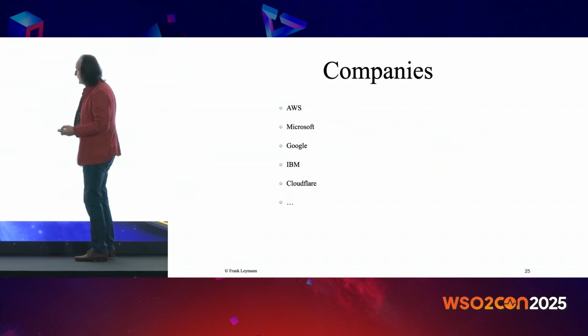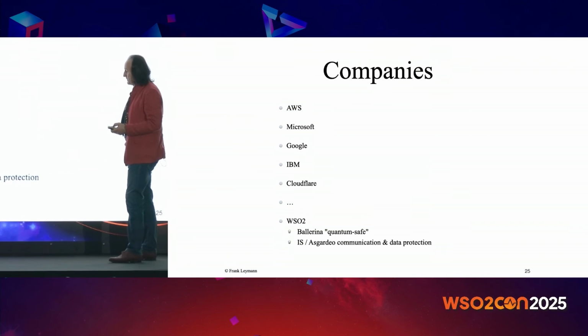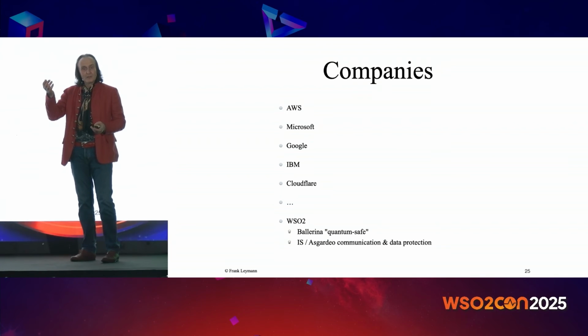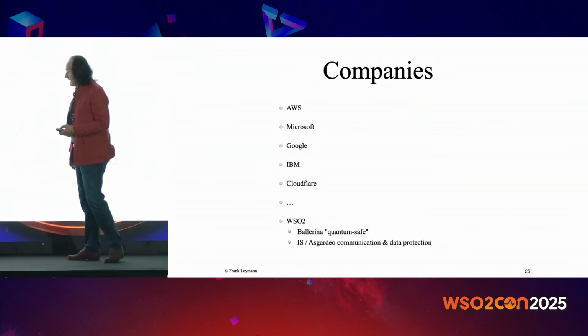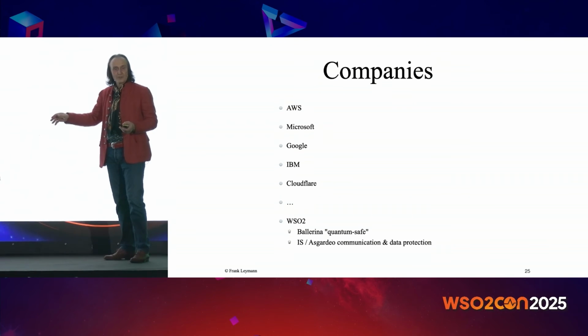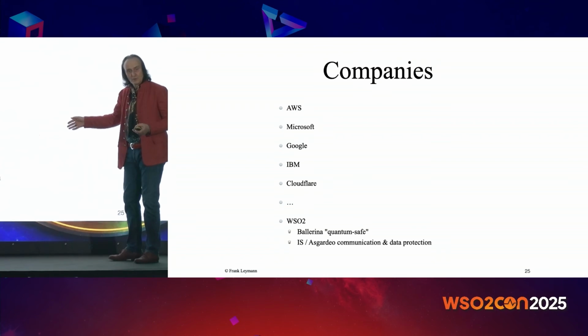IBM does it, Cloudflare does it, and of course we at WSO2 do similar. So we already have a Ballerina version out that is quantum safe. If you build components in Ballerina and they communicate with each other, you can configure it in such a way that the communication is quantum safe. If it comes to IS and Asgardeo, the communication with IS and Asgardeo is quantum safe. We store all the data in IS and Asgardeo protected against quantum attacks. So we are also doing these kinds of things. You need to configure it.